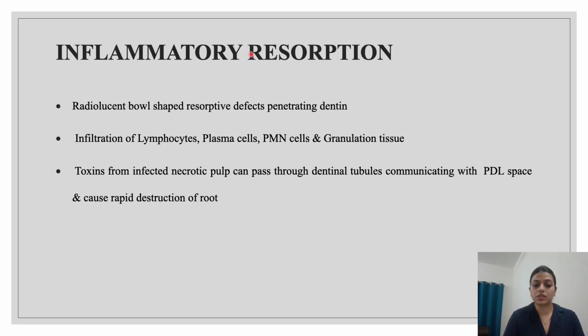Inflammatory root resorption, this is the one which is pathological. Here, a radiolucent bowl-shaped resorptive defect is usually seen, which can be easily identified in an IOPA. Infiltration of lymphocytes, all the inflammatory cells, plasma cells, granulation tissue can be seen. Toxins from infected necrotic pulp can pass through the dentinal tubules communicating with the periodontal ligament space, and that causes rapid destruction of the root.